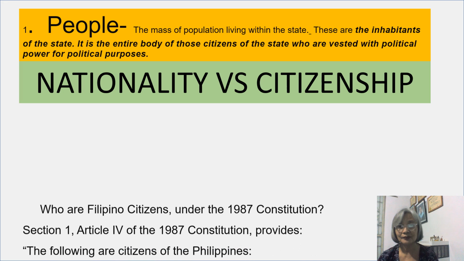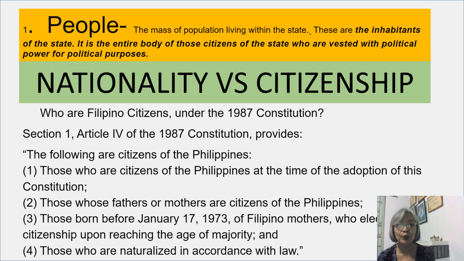So, who are Filipino citizens under the 1987 Constitution? Under Section 1, Article 4 of the 1987 Constitution, the following are the citizens of the Philippines: those who are citizens of the Philippines at the time of the adoption of this Constitution, the 1987 Constitution; those whose fathers or mothers are citizens of the Philippines; those born before January 17, 1973, of Filipino mothers who elected Filipino citizenship upon reaching the age of majority; and those who are naturalized in accordance with law.